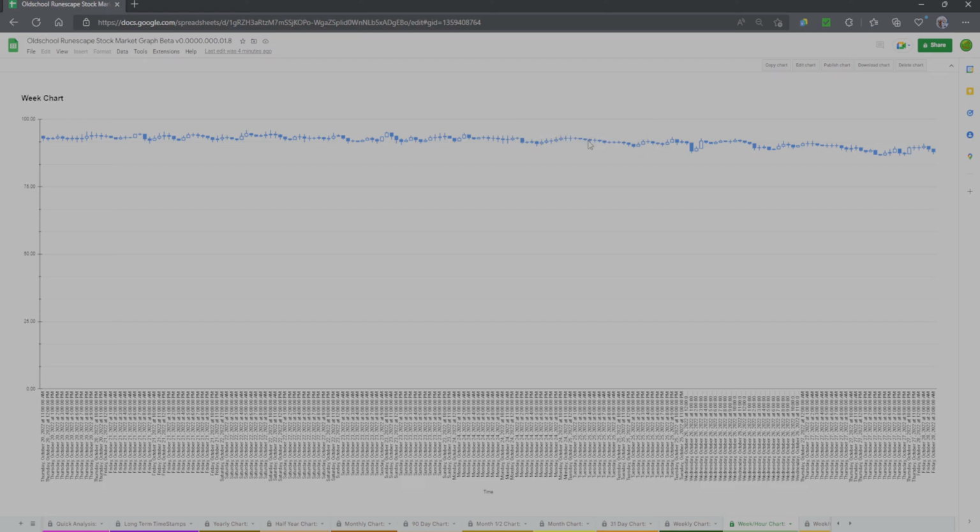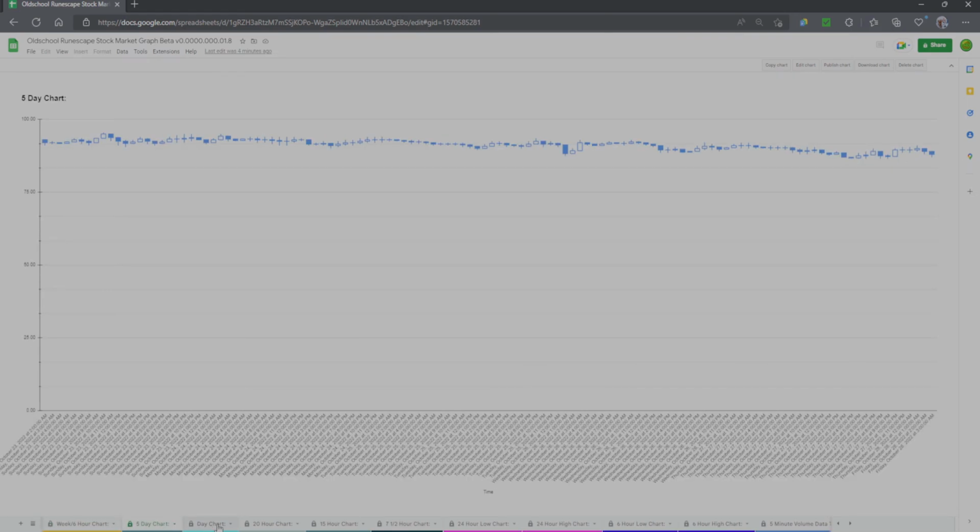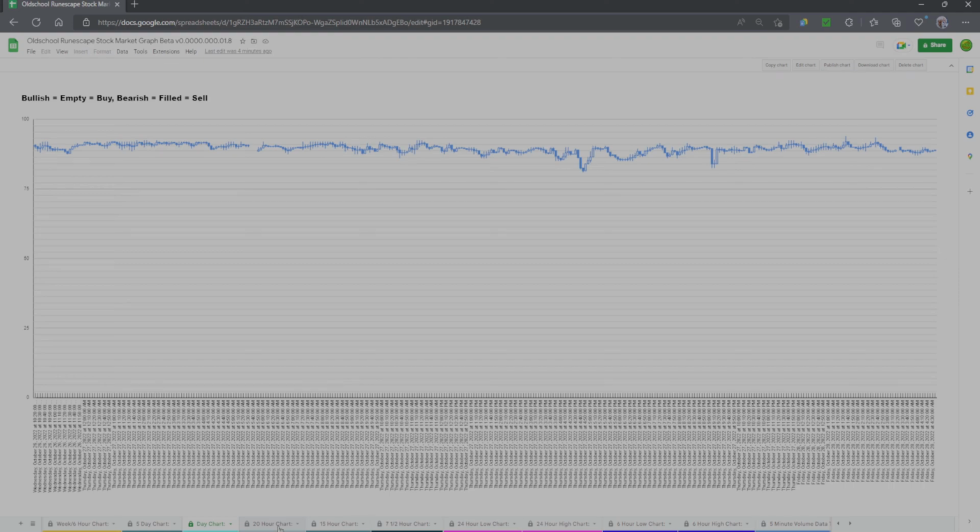Let's see what this is. It looks like an hourly chart, so that's an hourly chart for the week, and so on and so forth. 6-hour chart, 5-day chart, day chart. That's just the day chart. So this is a whole day. Actually, I should just name this. I think it's 30 hours.